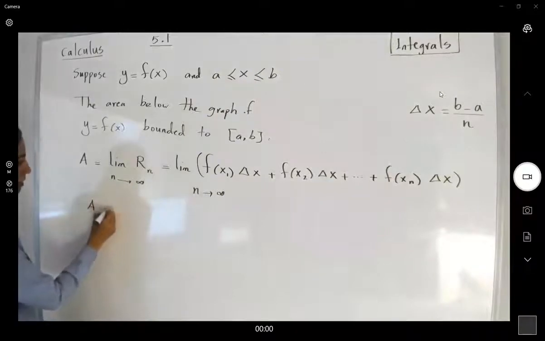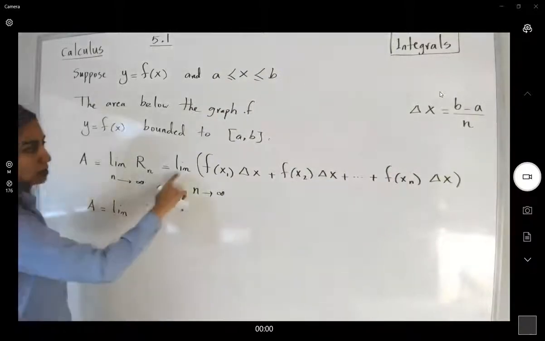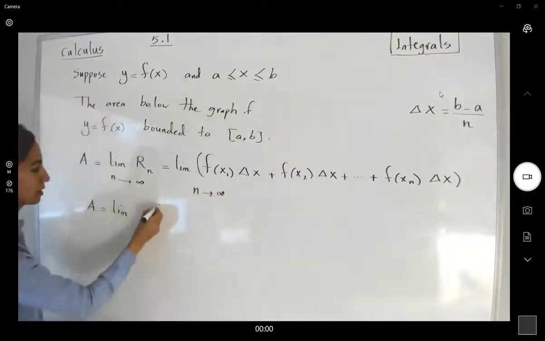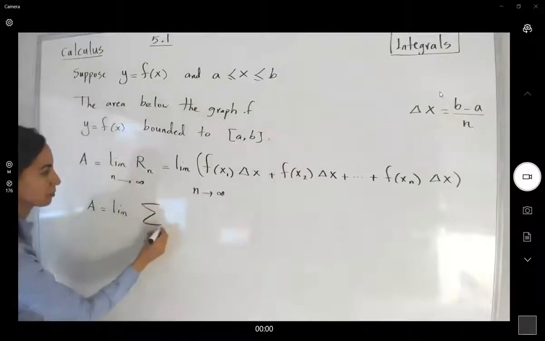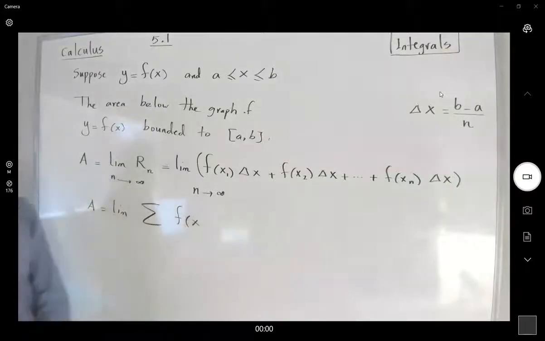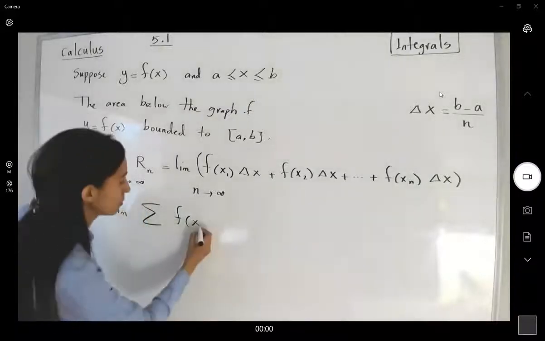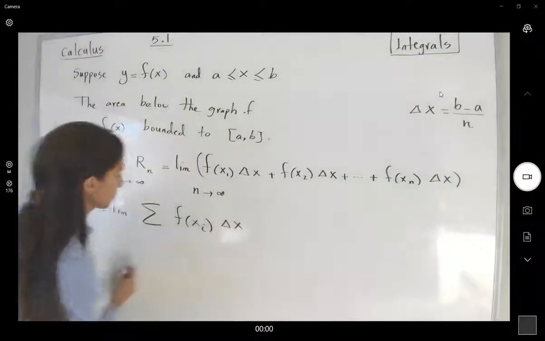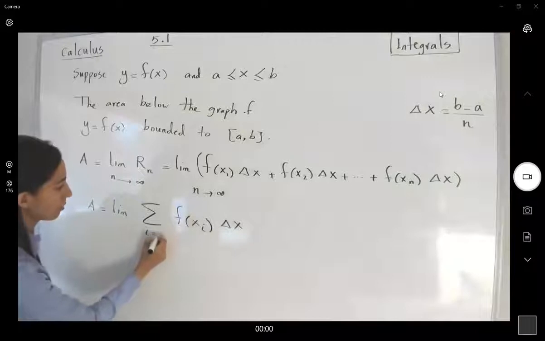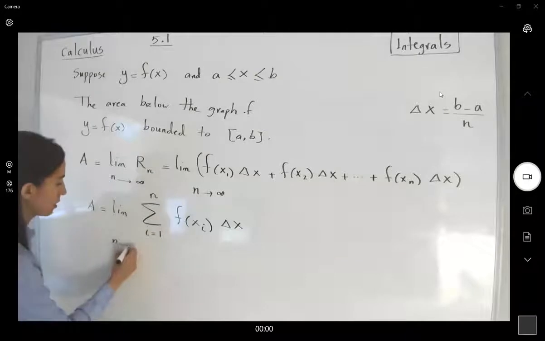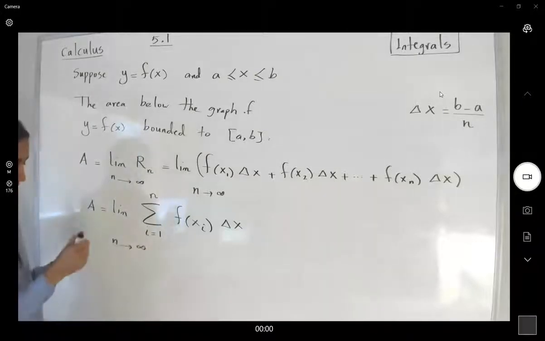A is equal to the limit. So this is the sum. We write this sum this way. Sigma f of x sub i, delta x, i starts from 1, goes to n, n goes to infinity.